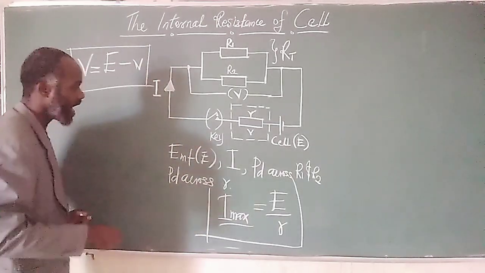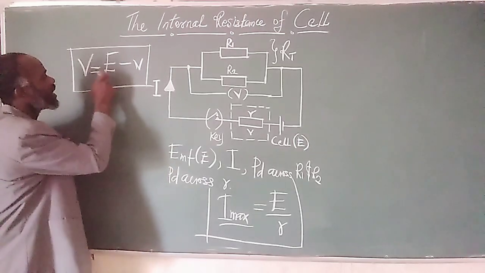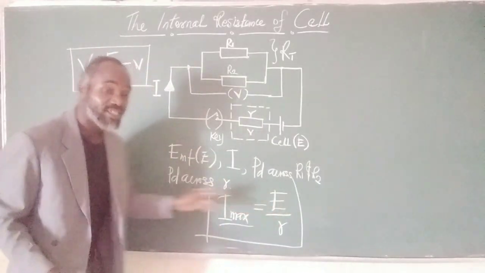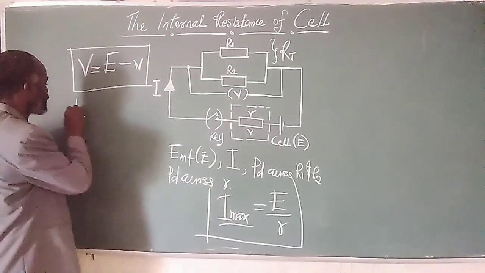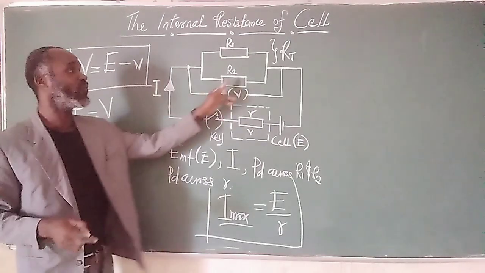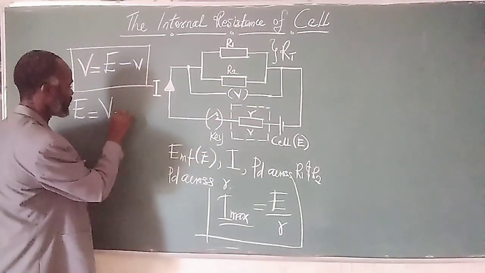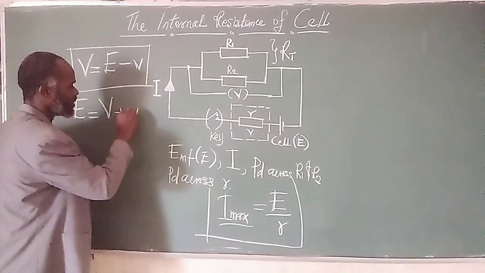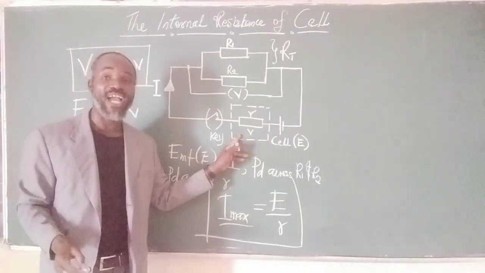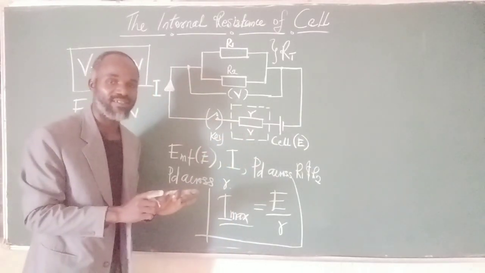So the next thing we need to ask ourselves, if we have succeeded in getting this, it means we need to make E, that's the energy we're talking about, the subject. So it becomes capital V, which is the potential difference across the external circuits, and then plus small v, which represents the potential drop or difference across the internal resistance of the cell. We must know that. Good.